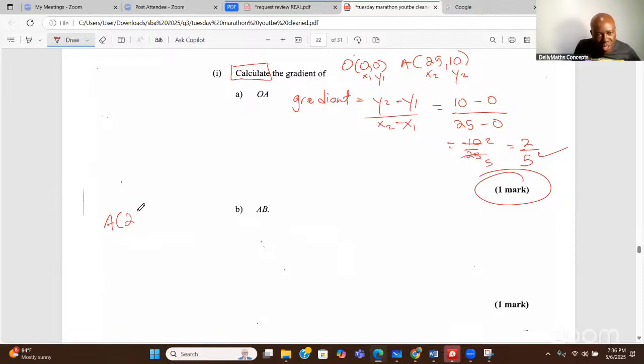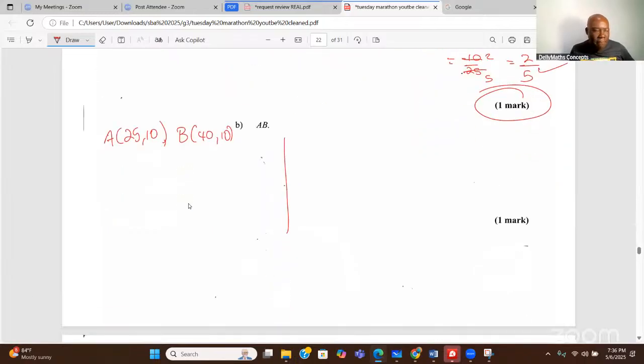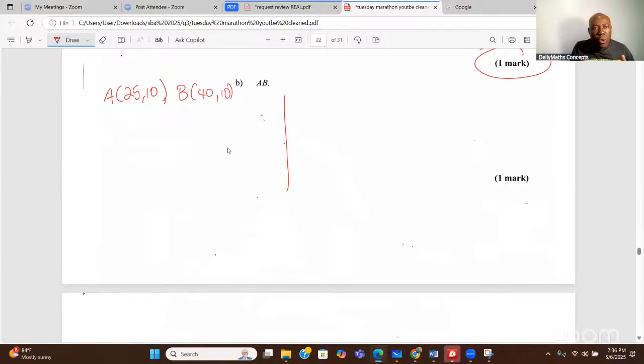A is (25, 10). And B is (40, 10). Right? So we have that. So what they're asking us to do now is to find the gradient AB. Label up the same way. They say calculate x1, y1, x2, y2. We're still approaching it the same way.